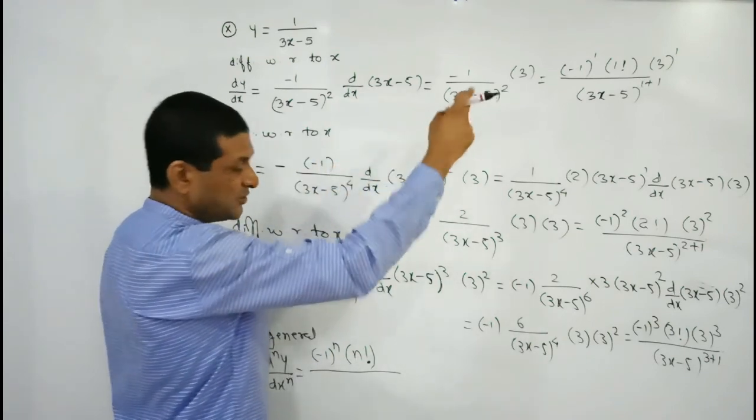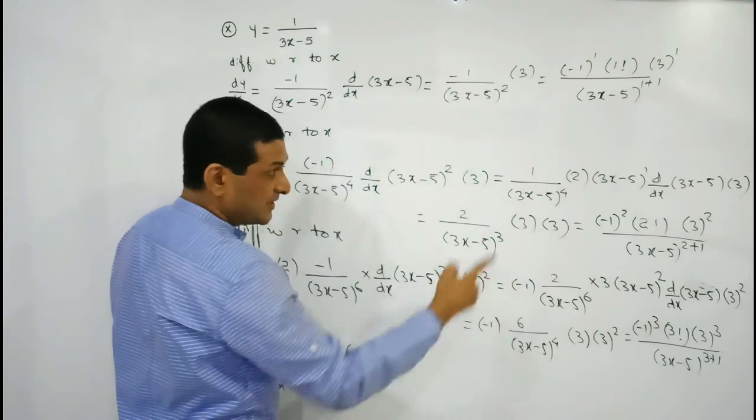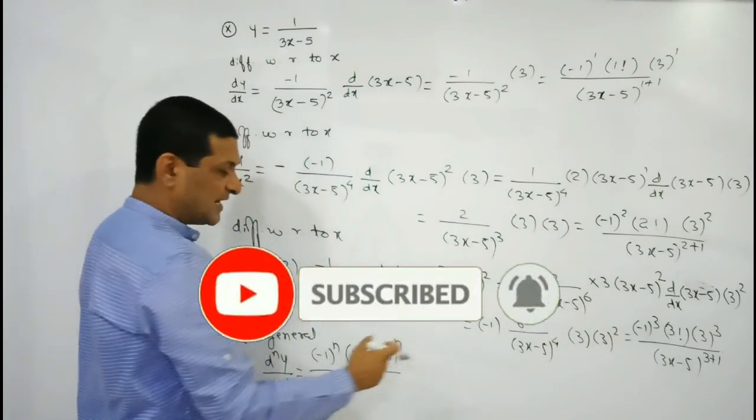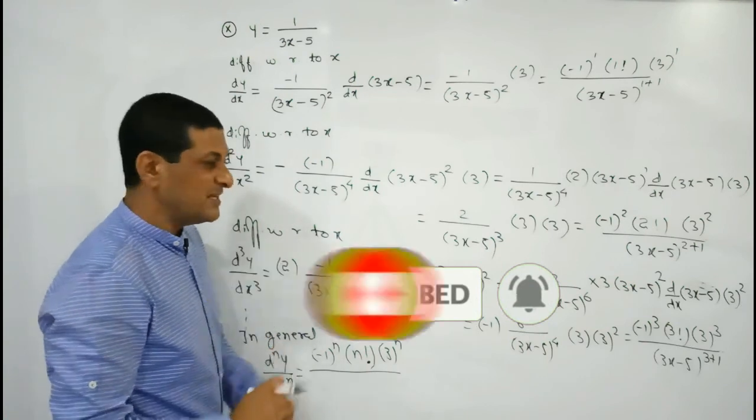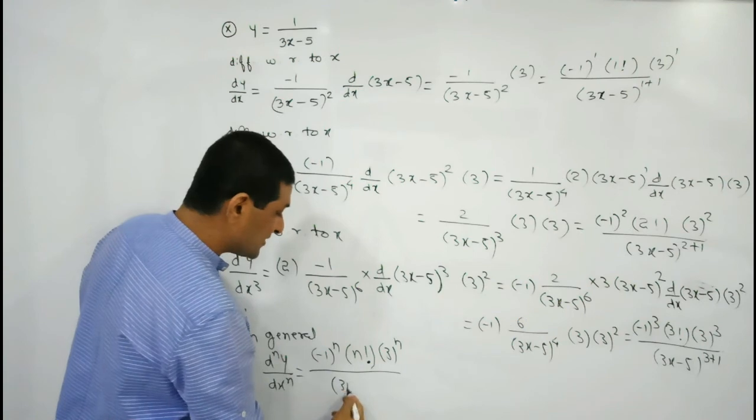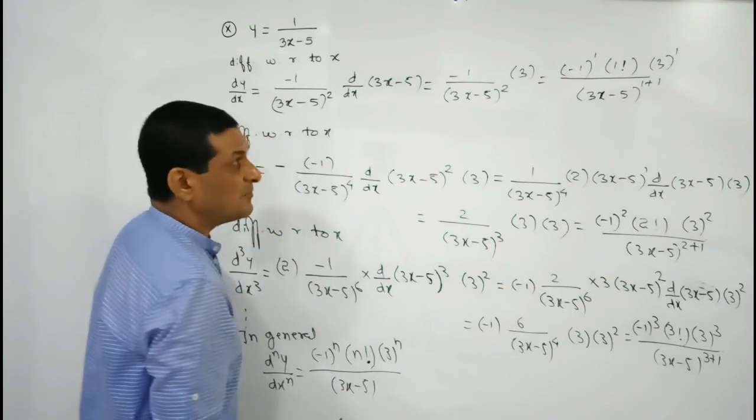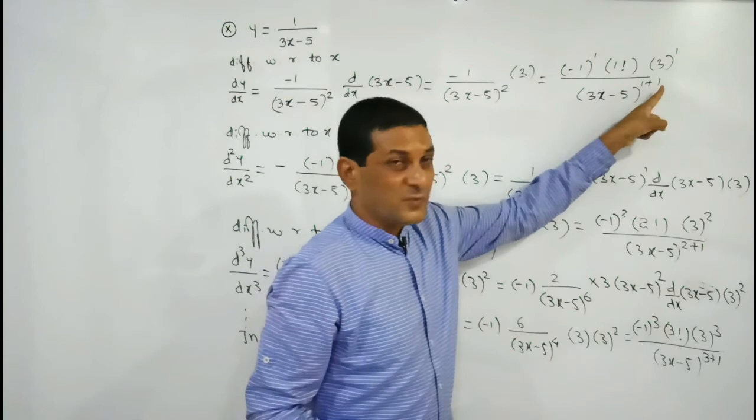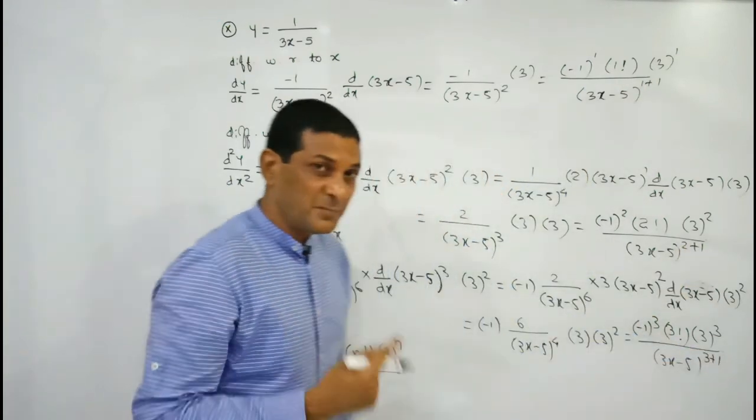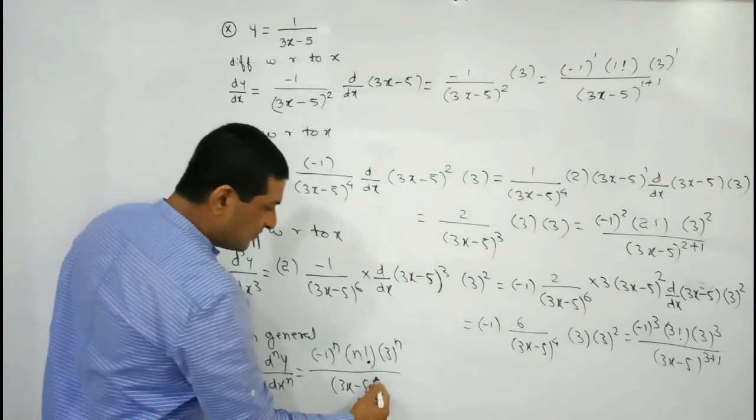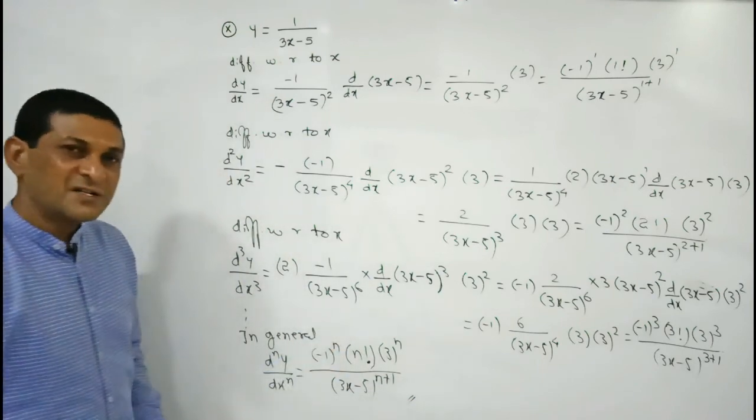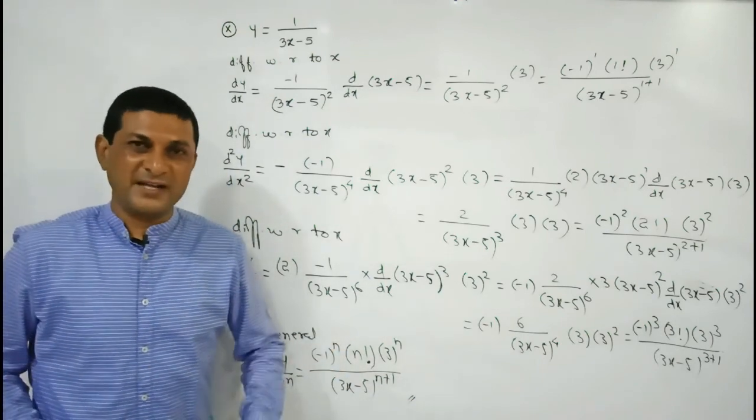In the first order derivative, what is power of 3? 1. In the second order derivative, power of 3 is 2. In the third order derivative, power of 3 is 3. So we can say that in nth order derivative, power of 3 will be n. And lastly, observe the power of what? 3x minus 5. Here power is 1 plus 1 in first order derivative, in second order derivative 2 plus 1, in third order derivative 3 plus 1, means we can say that power in nth order derivative will be n plus 1. In this way, we have got our required nth order derivative.